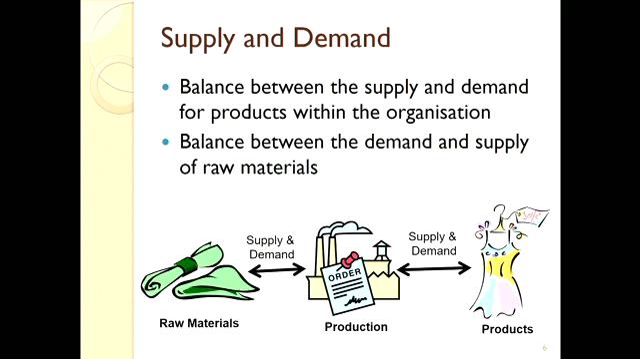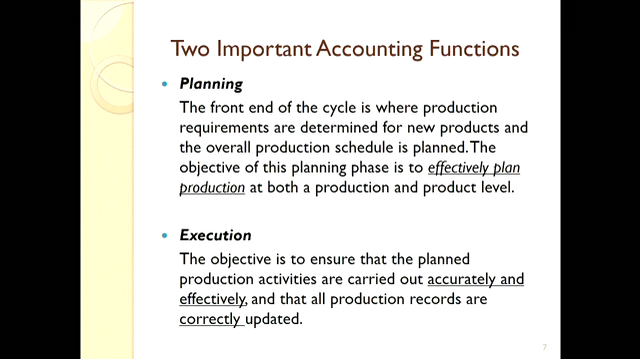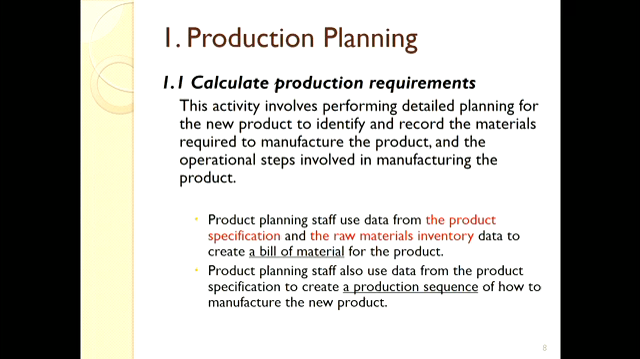So some of you may ask why we talk about the production cycle. We are talking about accounting here, so what's the role of accounting in this production cycle? Accounting can help plan the production, and accounting can help record the actual cost incurred in the production process. So those are the two major functions of accounting: planning and recording.